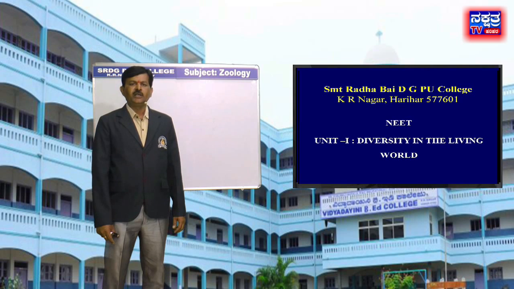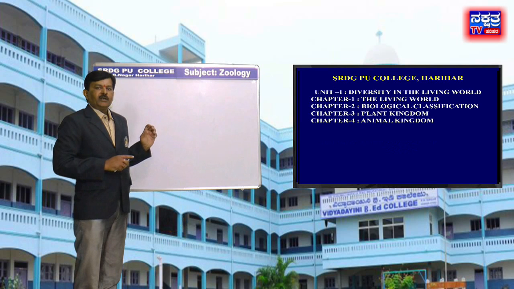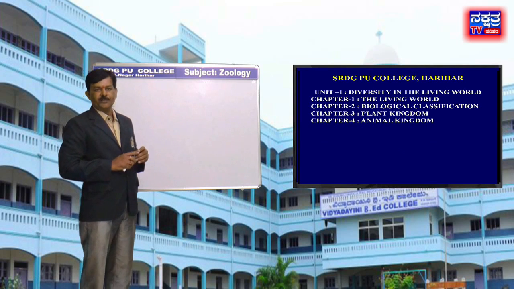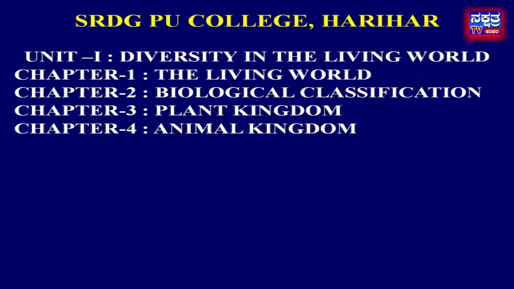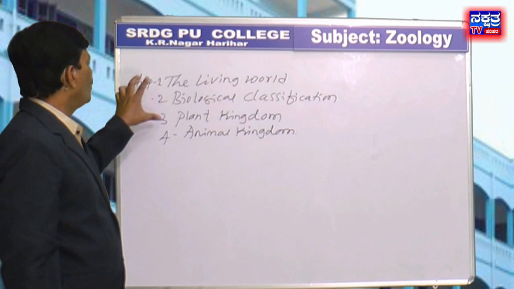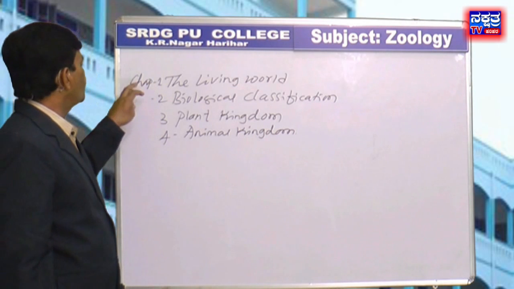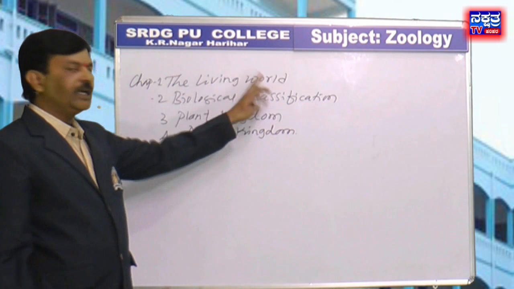Today I am taking the first chapter, first unit, that is diversity in the living world. Okay, watch on monitor. Unit 1, diversity in the living world, mainly includes 4 chapters. Chapter number 1 is the living world. Chapter number 2 is biological classification. Third chapter is plant kingdom. Next, the fourth chapter is animal kingdom. These are the 4 chapters in the first unit, that is the diversity in the living world.